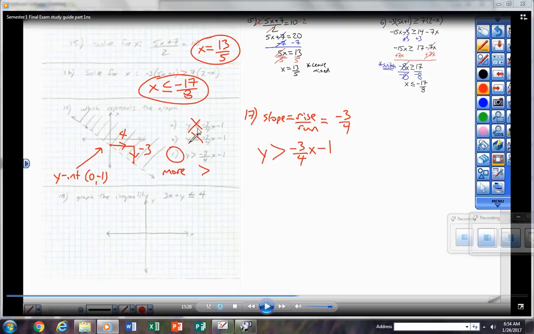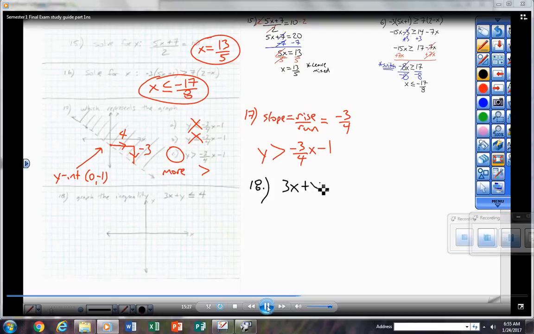Choice A would be incorrect because that has less than, which would be shaded below, but this is shaded above. So that right choice is y more than negative 3/4 x minus 1. So plane inequality, dotted line, over 4 down 3, negative 1 for my y-intercept. All right, for 18. For this problem, I'm going to solve it for y first.